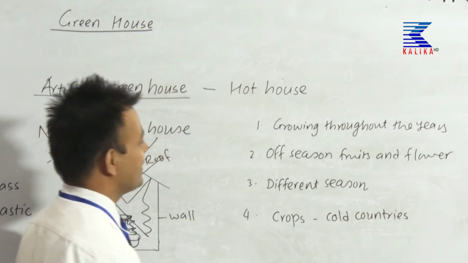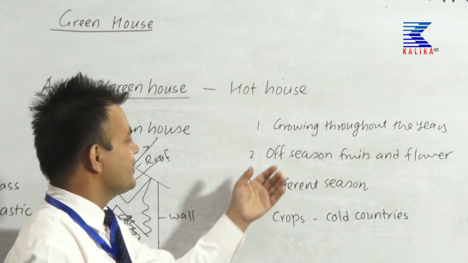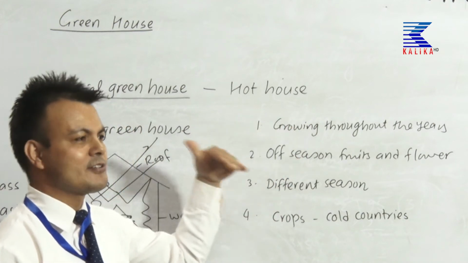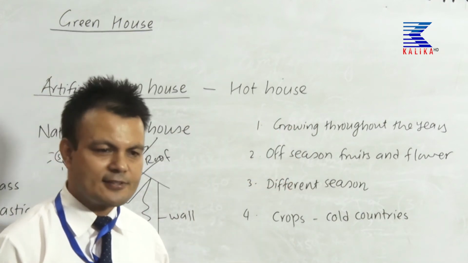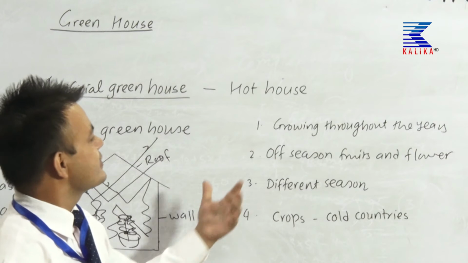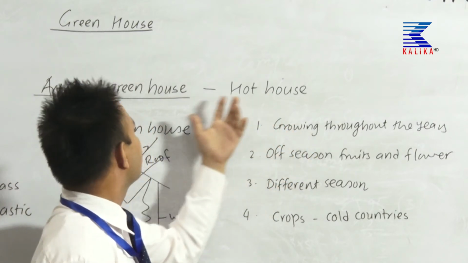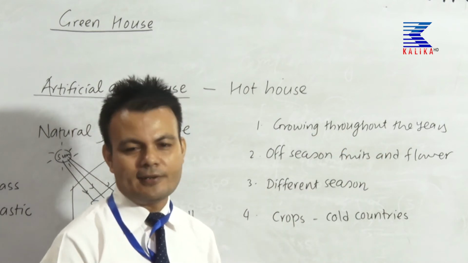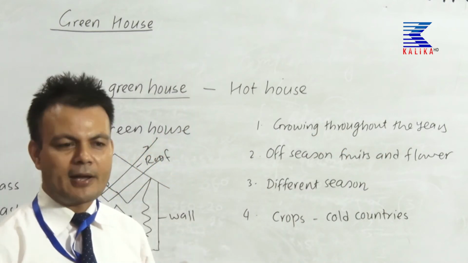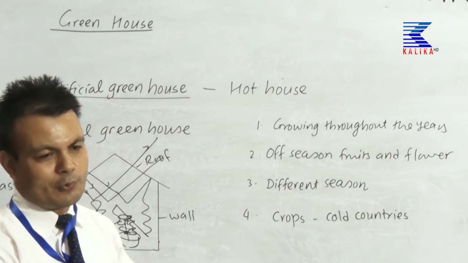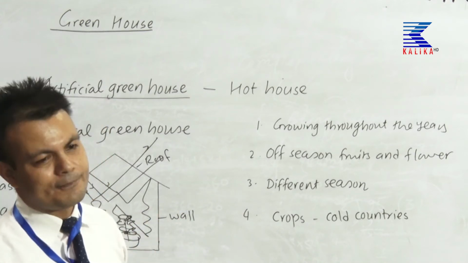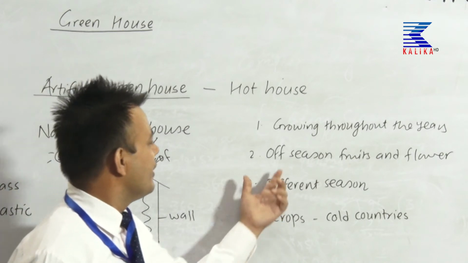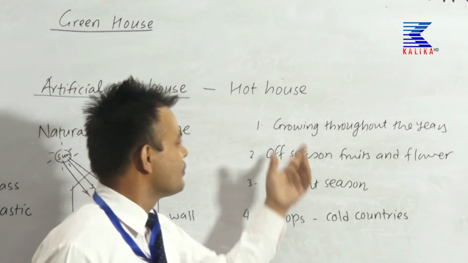So let me explain. Some of the things that we get in a particular season, for example, tomato has got a season, cauliflower has got a season, but inside the hothouse or greenhouse, we can grow these plants the whole year, throughout the year. We can grow the mangoes or potatoes the whole year. So anytime, no problem, because the temperature is maintained inside of it. Off-season fruits and flowers, so it's more or less the same thing.